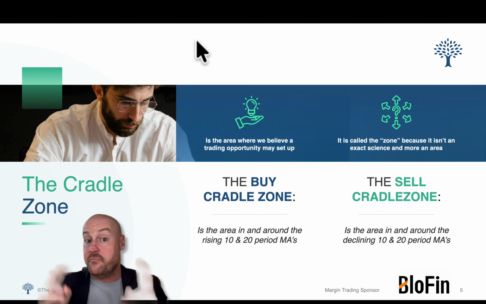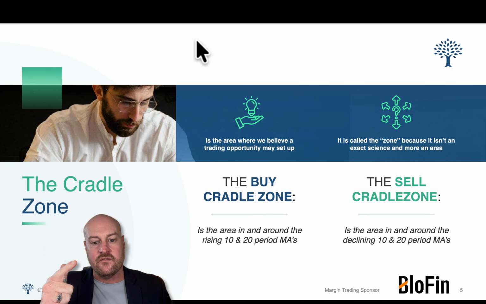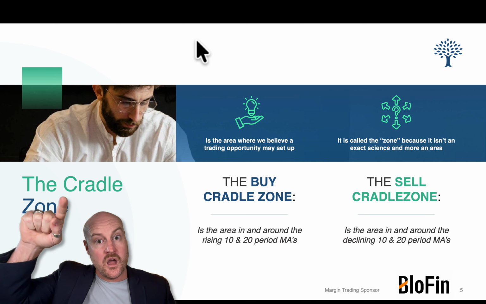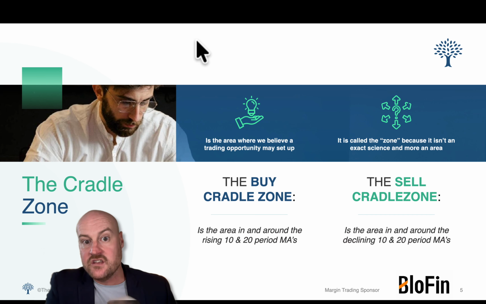As you can see, the buy cradle zone is in and around the 10 and 20 moving average. In an uptrend, higher low, higher high, moving averages in the correct order, price pulls back into that zone, that is the buy zone.